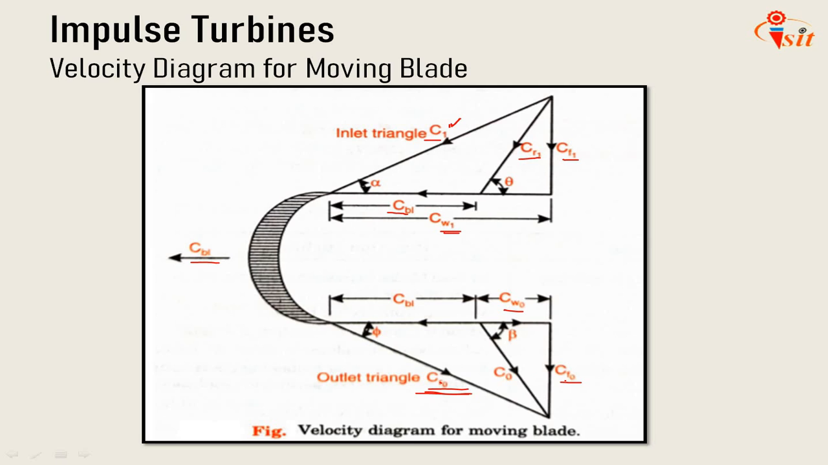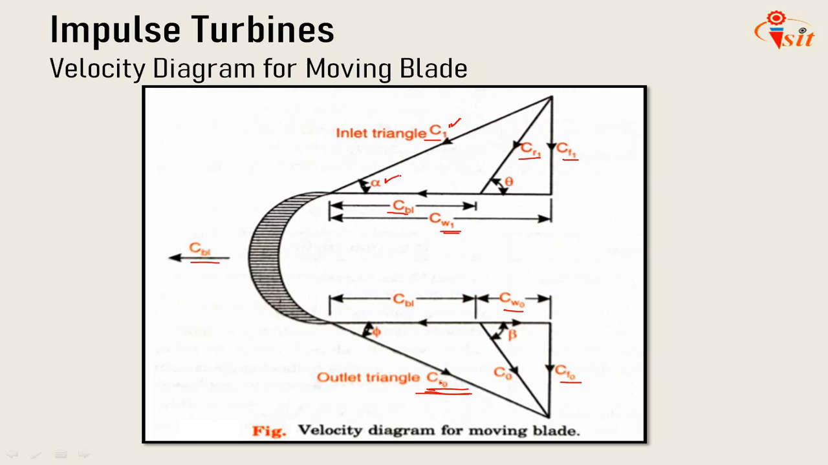CF0 and CW0 are the axial and tangential components of this C0, not CR0. So here CR1 is the relative velocity of steam to the moving blade at entrance. Similarly, CR0 is the relative velocity of steam to the moving blade at the exit. Okay, now angles we'll see.